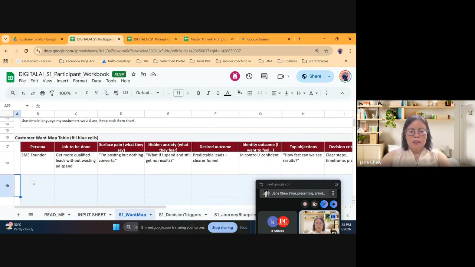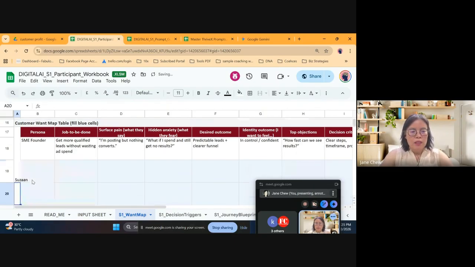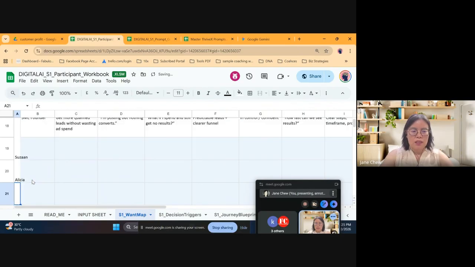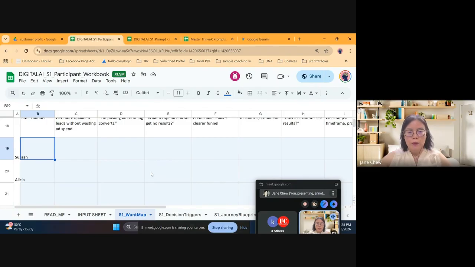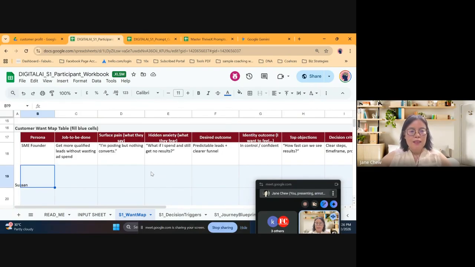So maybe here I can put Susan, and then here is Alicia. But you may want to use different rows if you have more than one segment. But I think for this exercise, you just work on one segment is easier. Too many segments we are opening on.